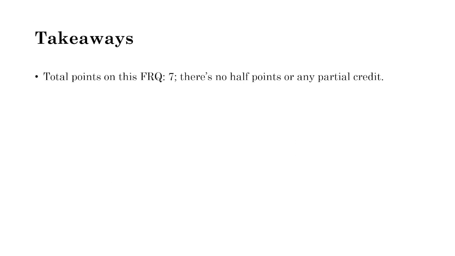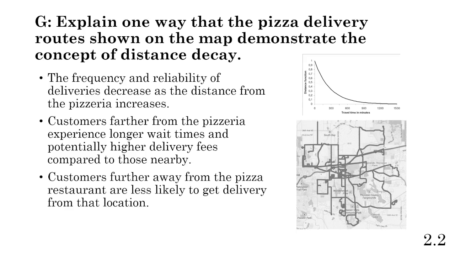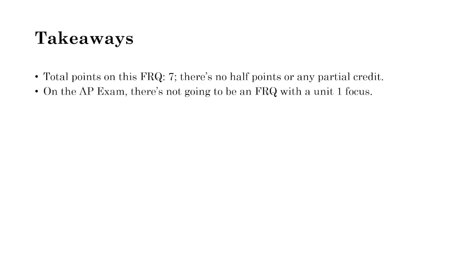So what are our takeaways from this FRQ? Well, it's a 7-part FRQ, like all of them on your AP exam. There are no half points or any kind of partial credit. You either get the point on a part or not. So for this part here, you either got 1 point or you got 0 points. On the AP exam, there's not going to be an FRQ with a Unit 1 focus. So this FRQ and the FRQ on Jordan's population, if you did that one, those are FRQs with a Unit 1 focus. On your AP exam, you're not going to have those.